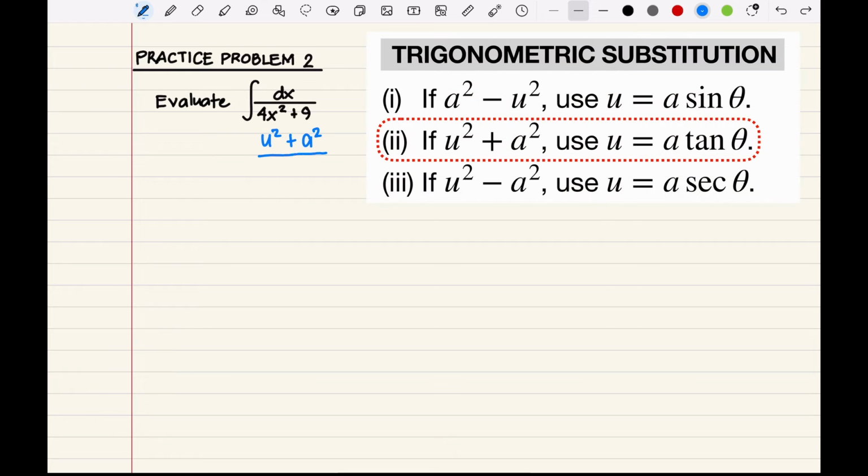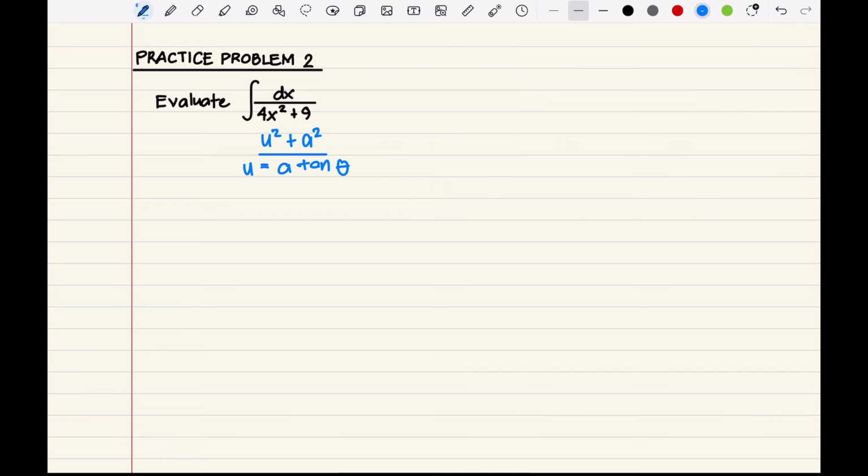Now this particular equation right here falls under case 2. And then yung substitution natin for case 2 is u equals a tangent theta. So let us now try to find the values for u and a. From our equation, we have 4x squared is equal to u squared. So writing that, we have u squared is equal to 4x squared. So getting the square root of both sides, we have u equals 2x. And then since in our equation a squared is equal to 9, getting the square root of both sides, we have a equals 3.